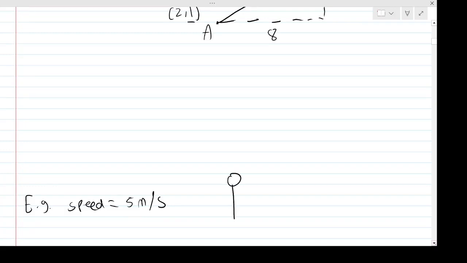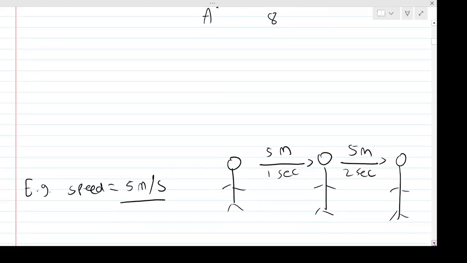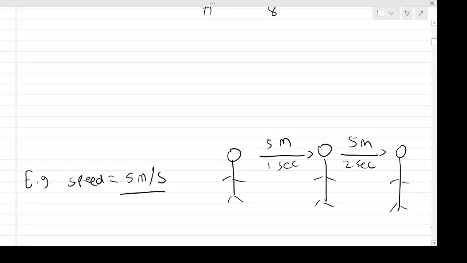So let's say there's someone starting here, and then after 1 second, the speed of 5 meters per second tells me they move 5 meters. Then another second later, after 2 seconds, they move another 5 meters. If they keep this up, then overall every second they move 5 meters. So for 2 seconds, they would have moved 10 meters.